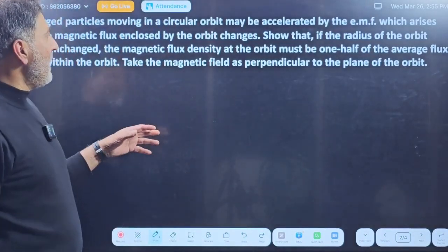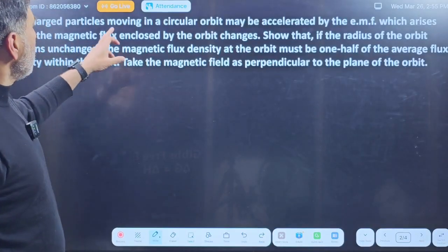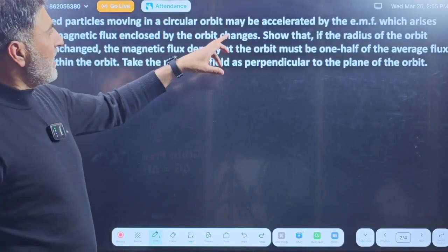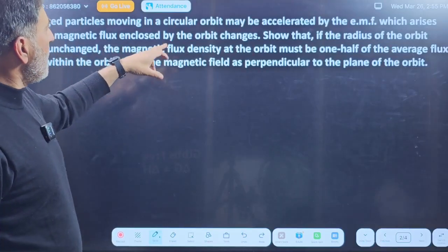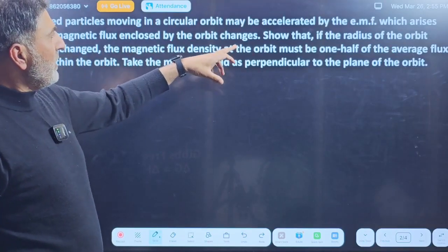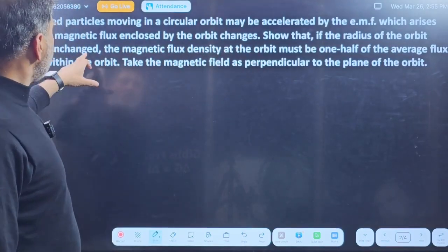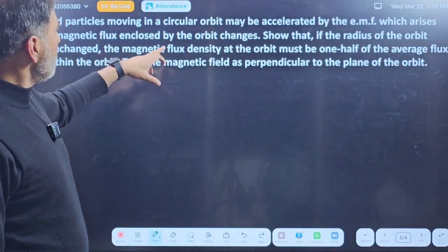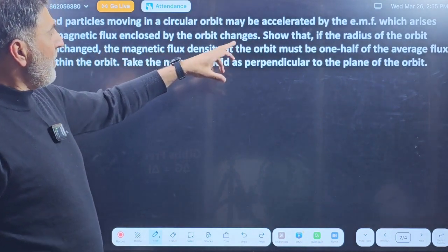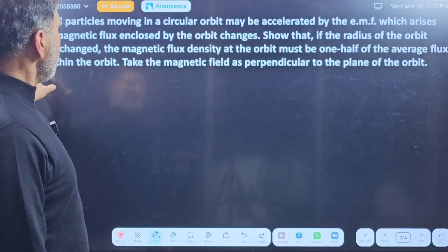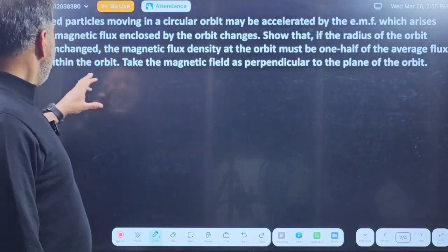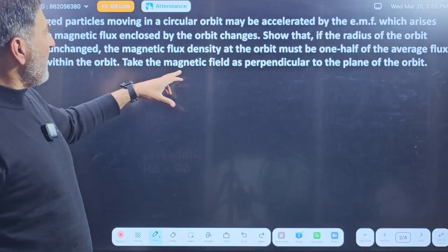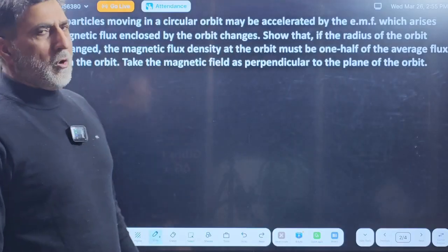आपके बाद जो मैंने प्रॉब्लम लाया है वो ये है कि charged particles moving in circular orbit may be accelerated by the EMF which arises when the magnetic flux enclosed by the orbit changes. Show that if the radius of the orbit remains unchanged, the magnetic flux density at the orbit must be 1/2 of the average flux density. Flux density means magnetic field within the orbit. Take the magnetic field as perpendicular to the plane of the orbit.